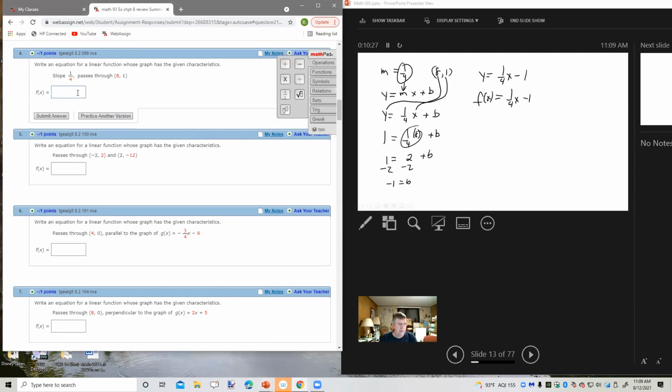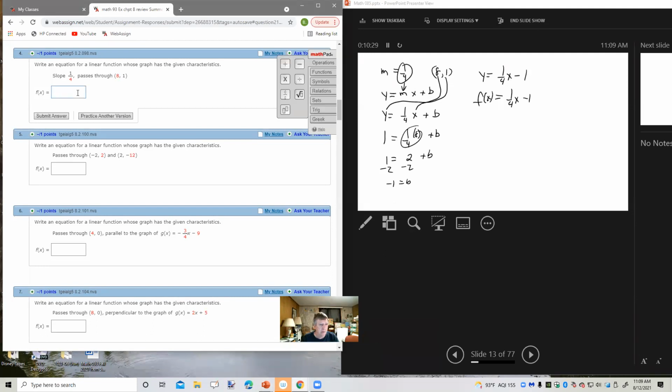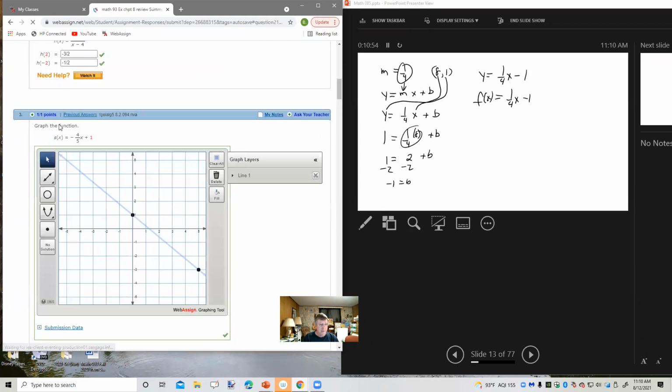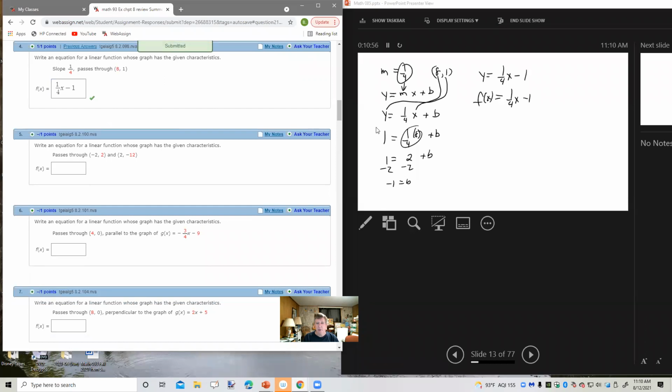So right here we're going to use that, and 1/4. Now I need to use the right arrow key to get out from under the fraction, and then x minus 1. Double check my answer, make sure it's what I want to put in there, and there we go. Any questions about that?